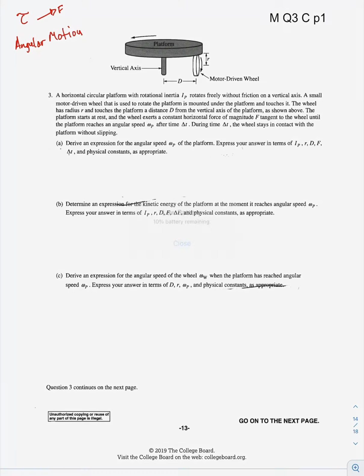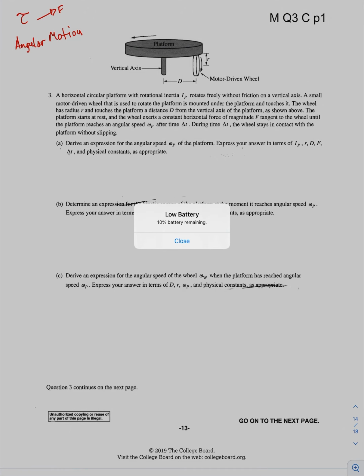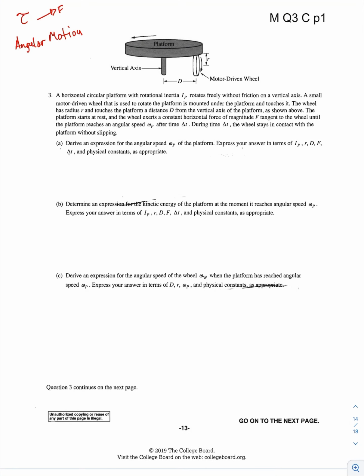I read, do the Tatiana here. Oh crap, I only have low battery. Sweet. So we probably only do up to C. But let's keep it moving.